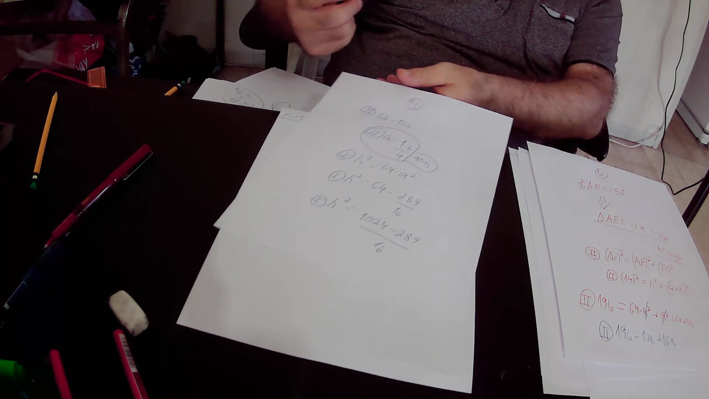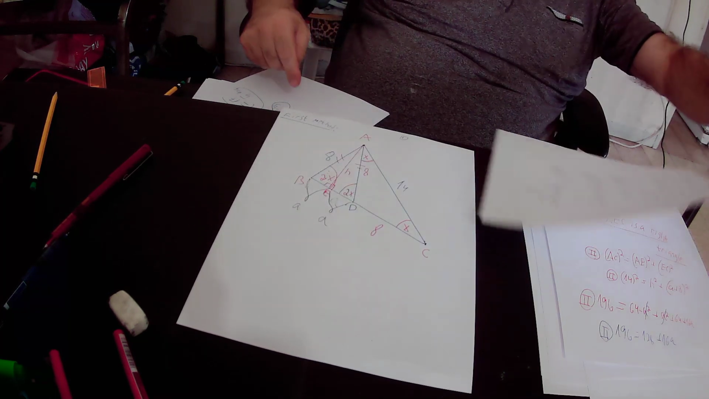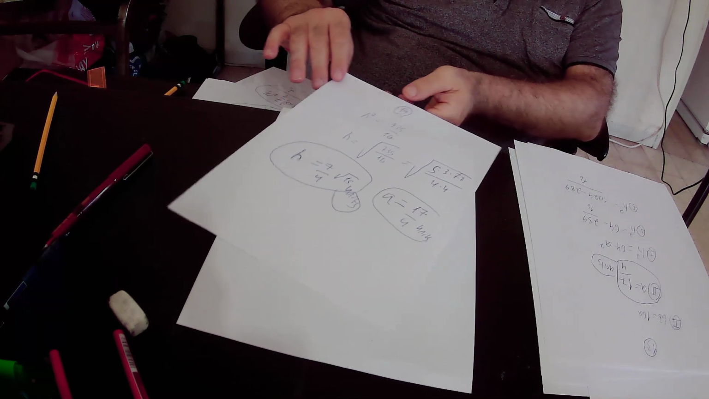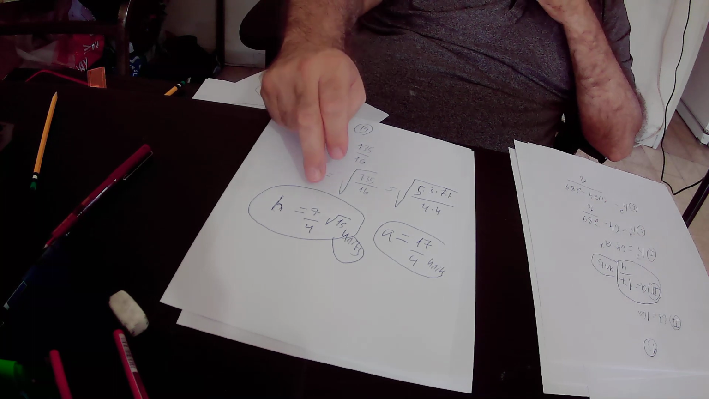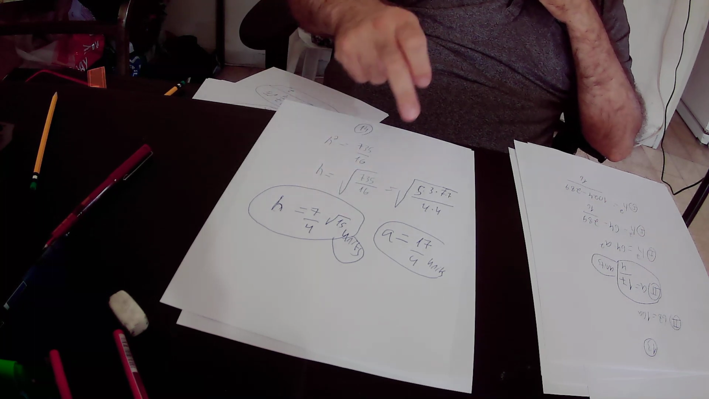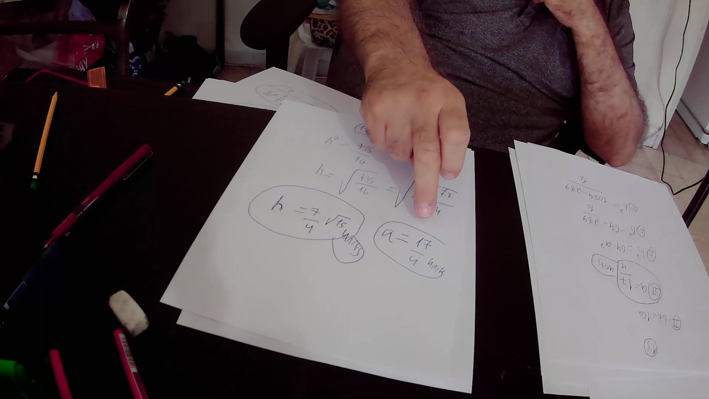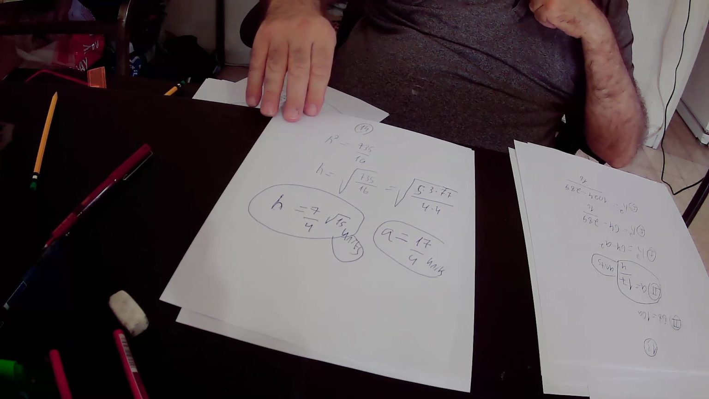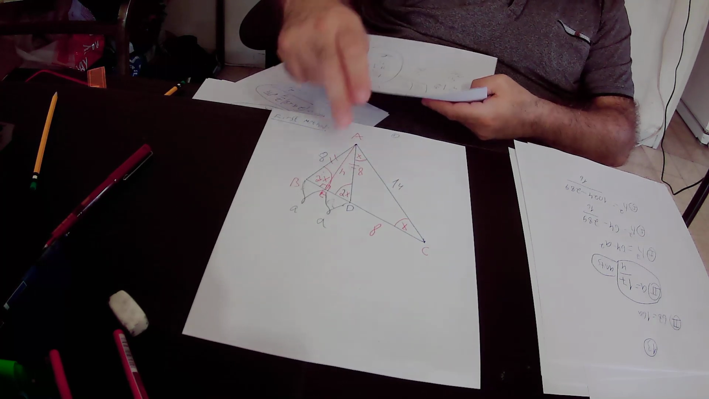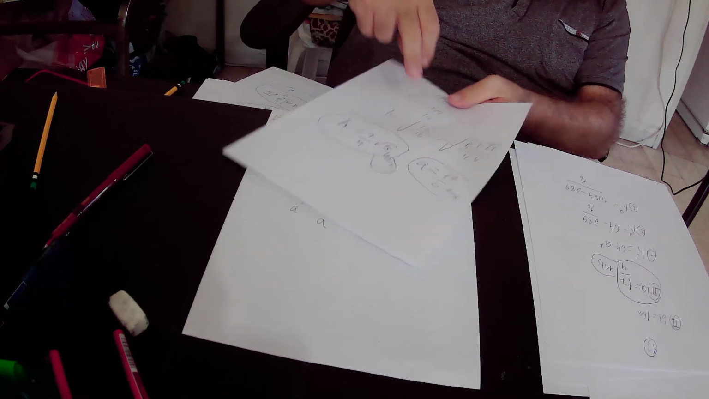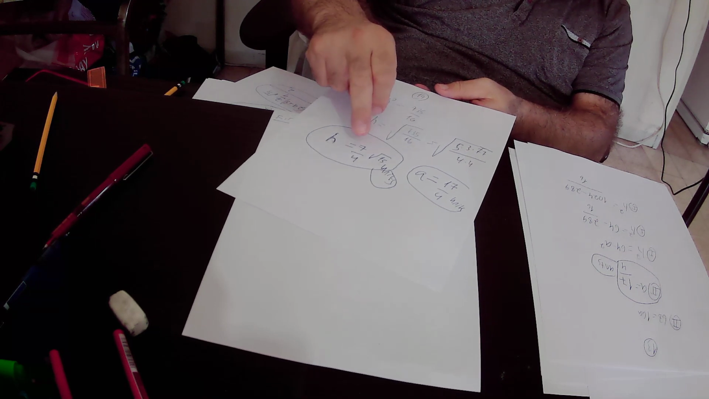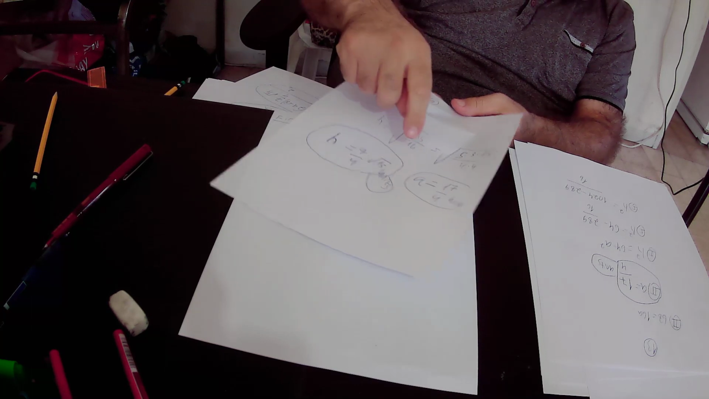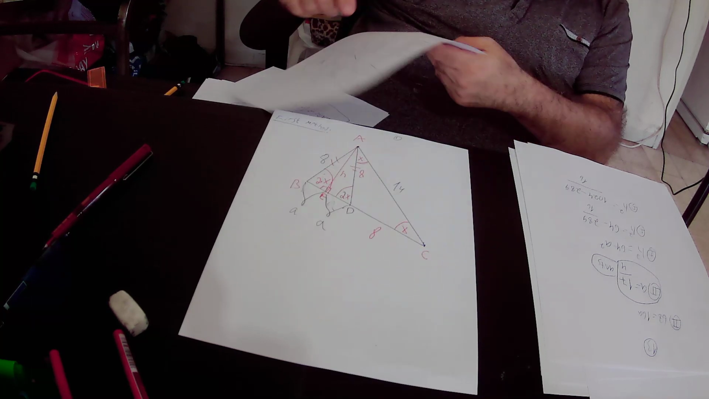We have only one variable, that is H, and we found out that the value of H is equal to 7 over 4 times root 15 units, and we have already found out that A equals 17 over 4 units. So we know the value of H, 7 over 4 times root 15 units, and we know the value of A, 17 over 4 units.